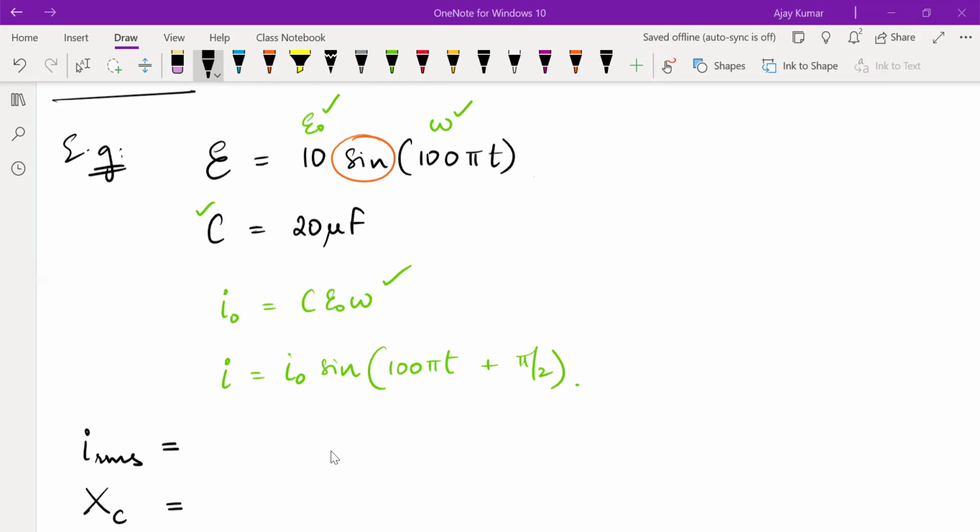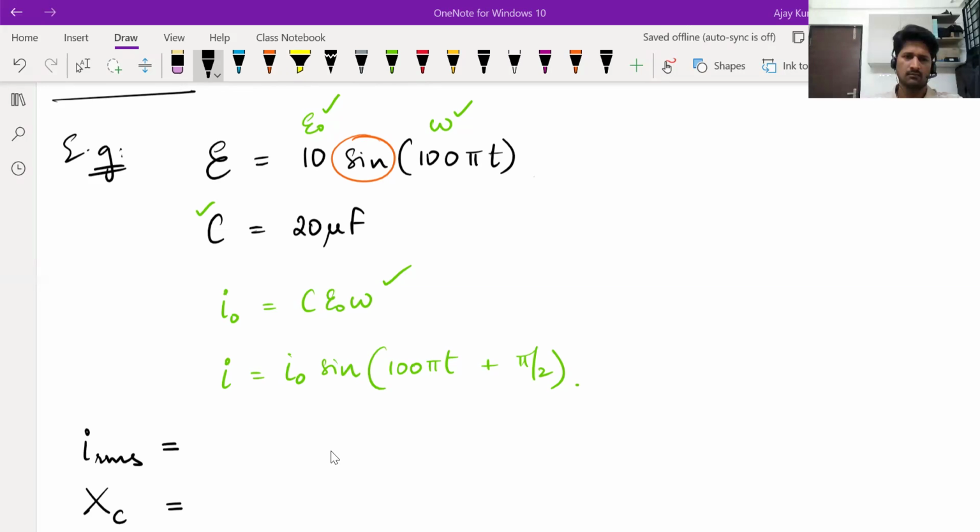Sir, what's the unit for RMS? What unit? Like there's no specific unit or something, right? RMS value of a particular quantity will have the same unit as that quantity. Assume all terms are in SI units. Okay.